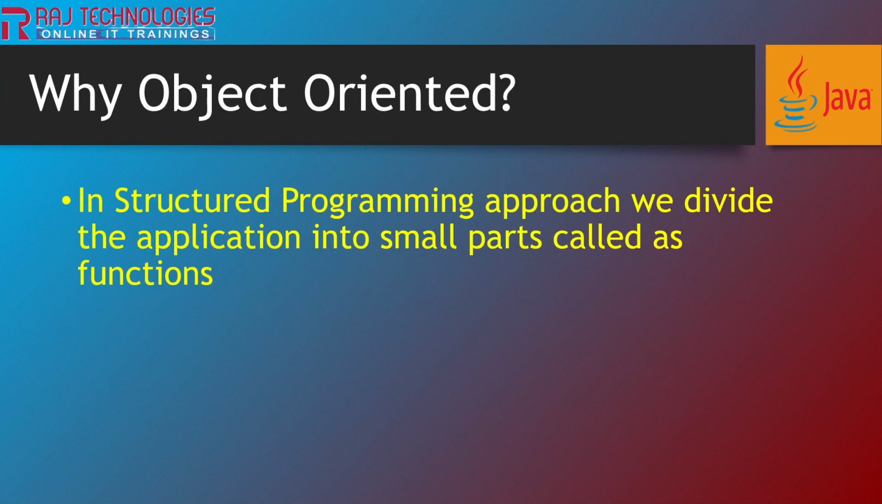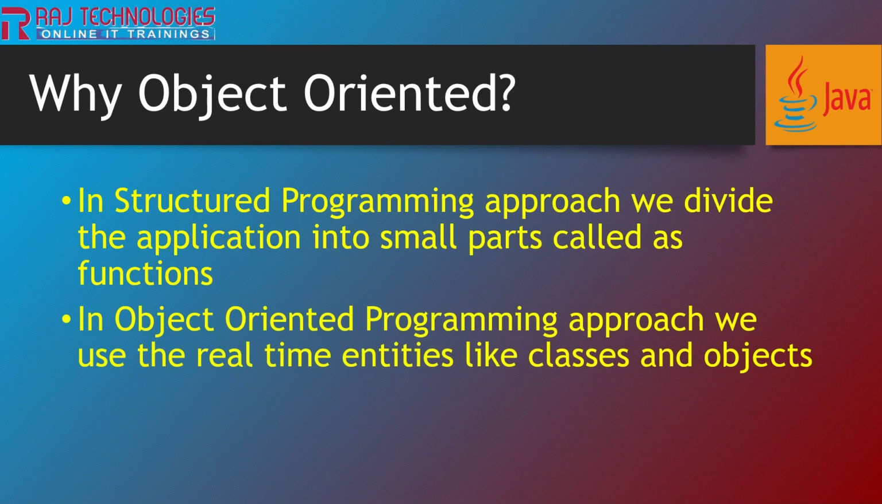When we take the structured programming approach, we divide the application into small parts called functions. In structured programming, we think in terms of functionalities. What functions are required to perform the task? We divide the task in the form of functions. Whereas in the object-oriented programming approach, we use real-time entities like classes and objects.